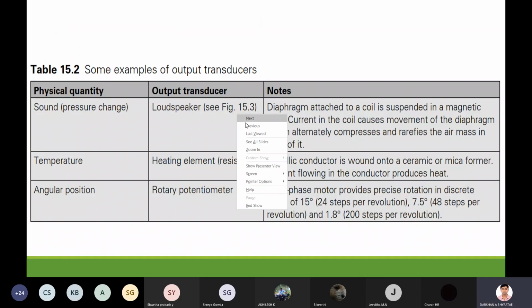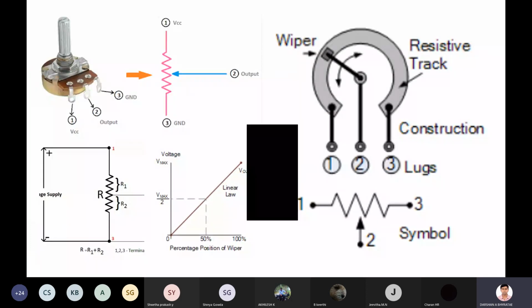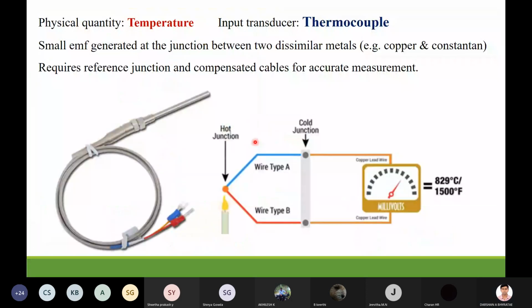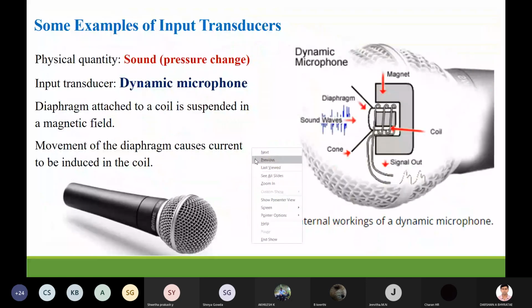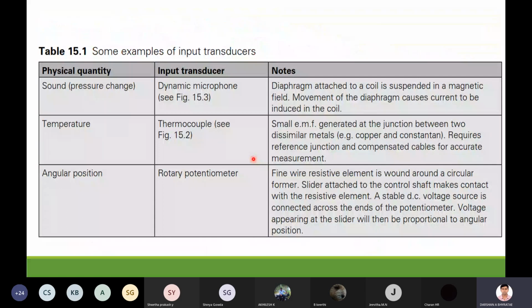So here, as we have seen, what are the input transducers? Input transducers are your microphone, the dynamic microphone, the thermocouple, and the potentiometer. All these are transducers. Why do we call them input transducers? They convert a physical quantity into an electrical quantity.